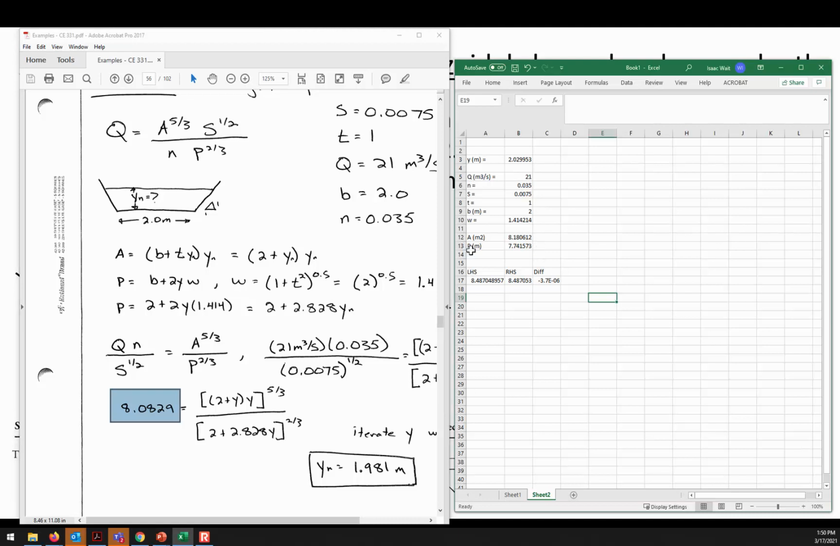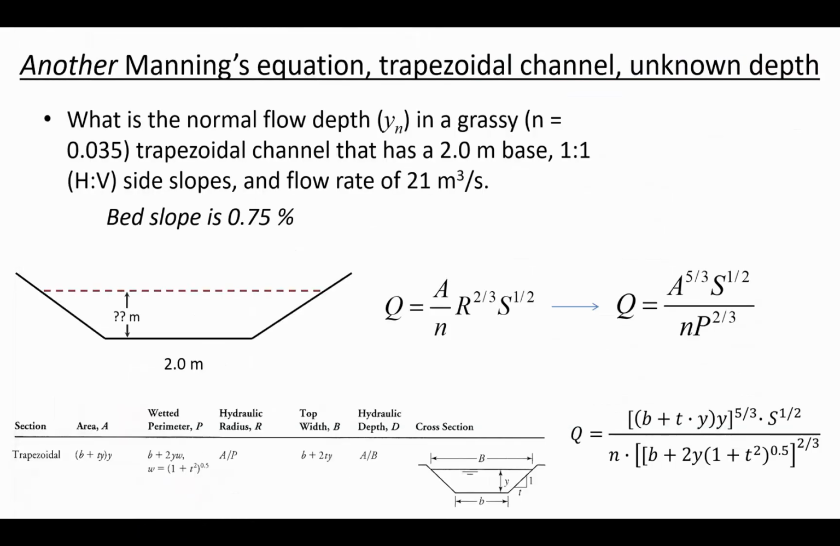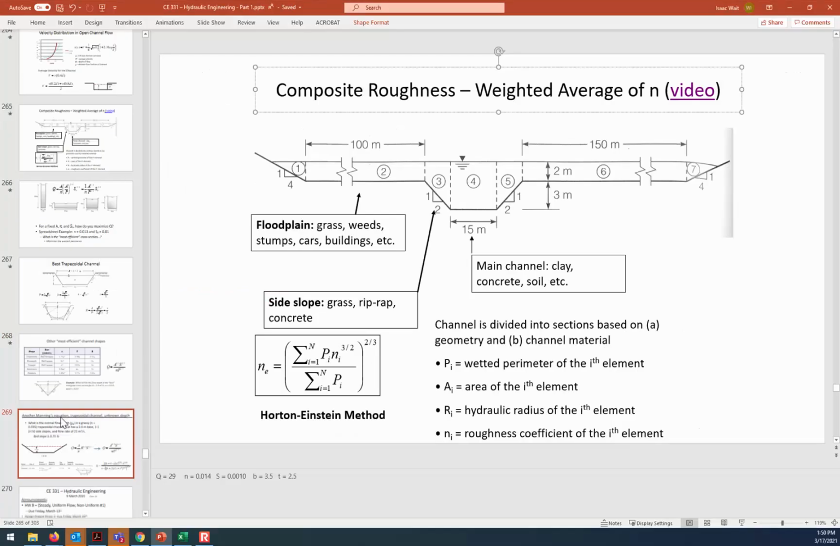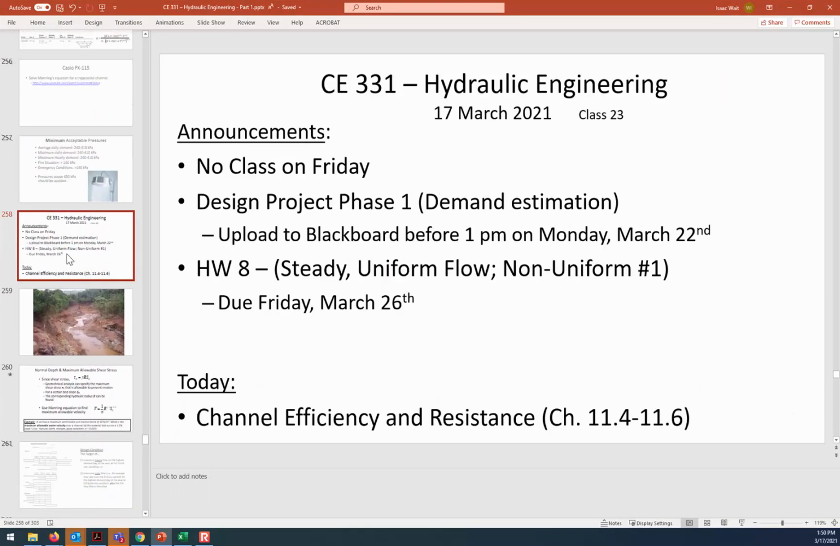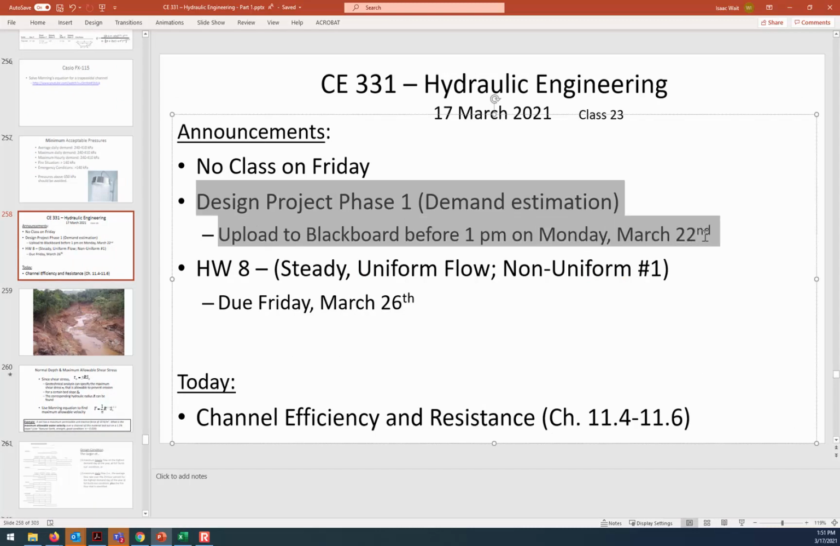Well, okay, that is probably the last trapezoidal Manning's equation normal depth practice that we're going to get during class, but I think you've got some on your homework, so I'd encourage you to get started on that. Remember, the top priority is this design project phase 1 submission on Monday. We don't have class on Friday, but I'll be responsive to your emails. If you have any questions, just let me know.